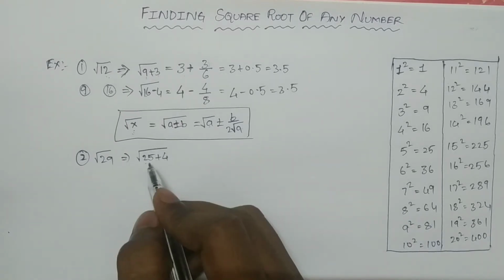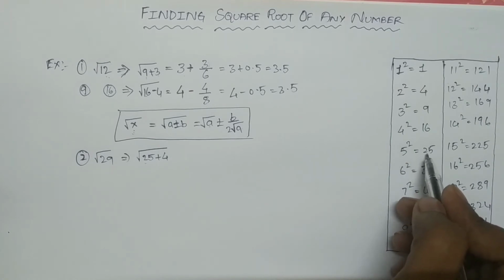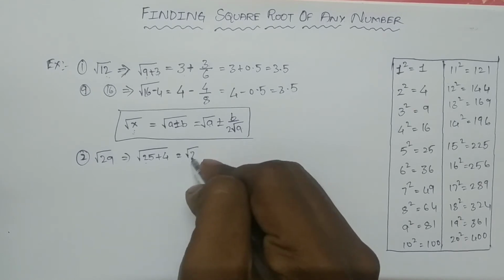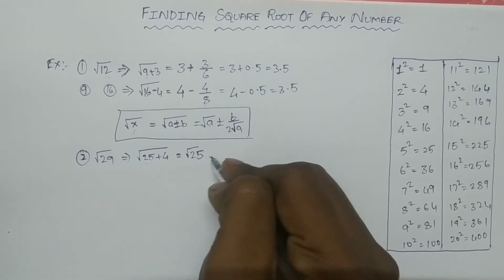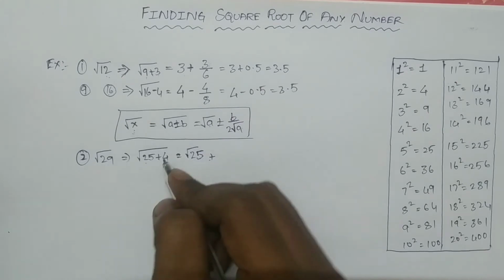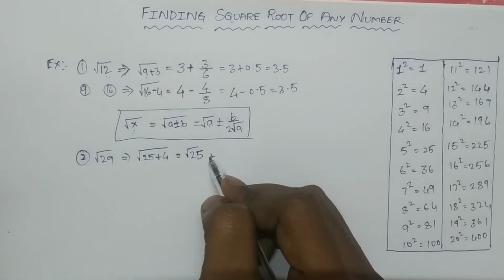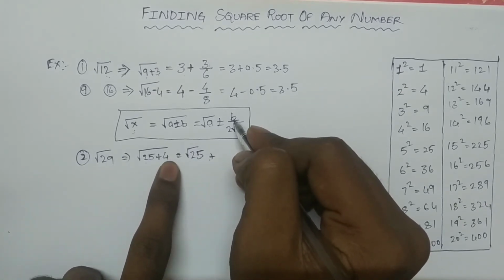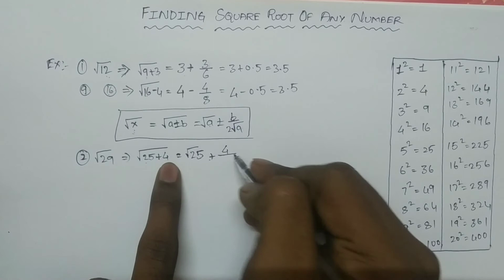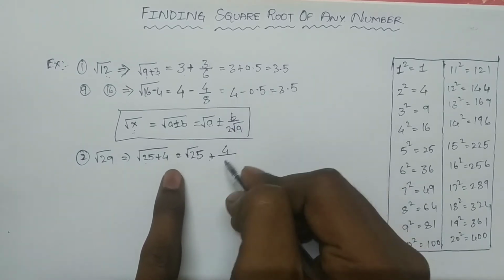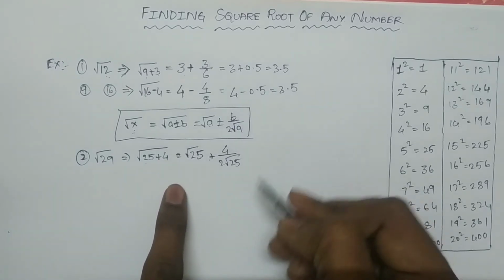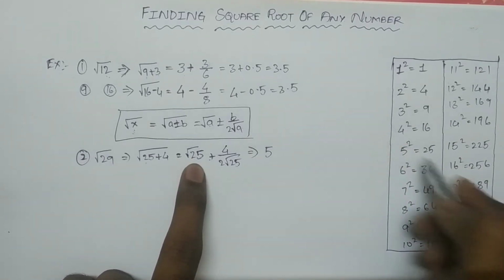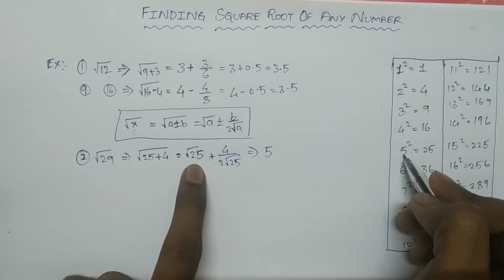25 is the perfect square of 5. So I am writing here root over 25 plus, as there is plus here again, I am placing plus only here. Then the value of B is 4, so I am placing 4 here again. 2 root A, so 2 into root 25. Then what is the value? Root 25 value is 5. 5 square is 25, so root 25 value is 5.